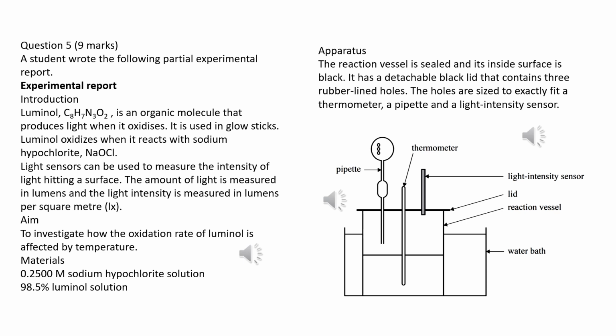This is an experimental question, comprising 4 key elements: purpose, method, data, and conclusion. The experimental purpose was to investigate the relationship between the oxidation rate of luminol and temperature. From the research objective, it can be deduced that temperature is the independent variable, and reaction rate is the dependent variable.